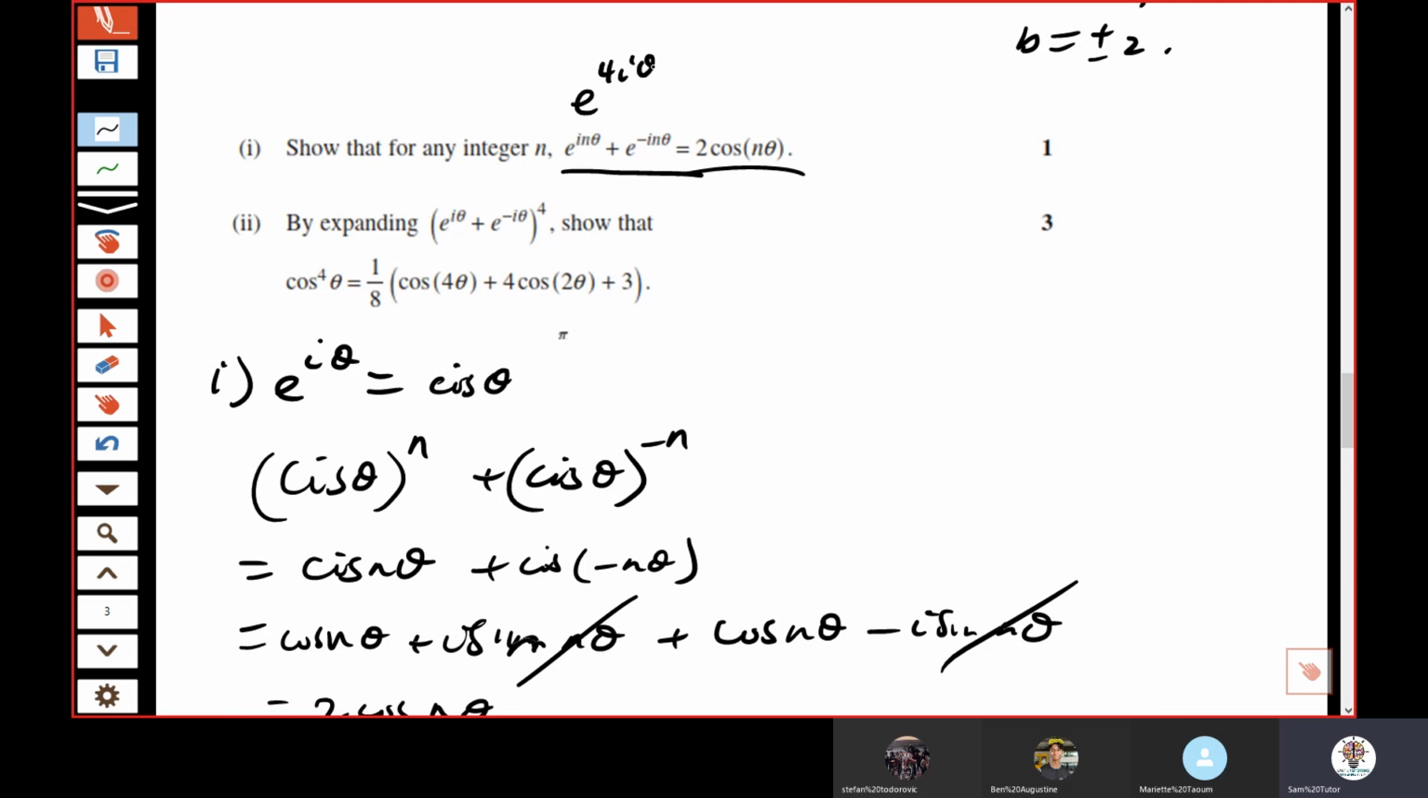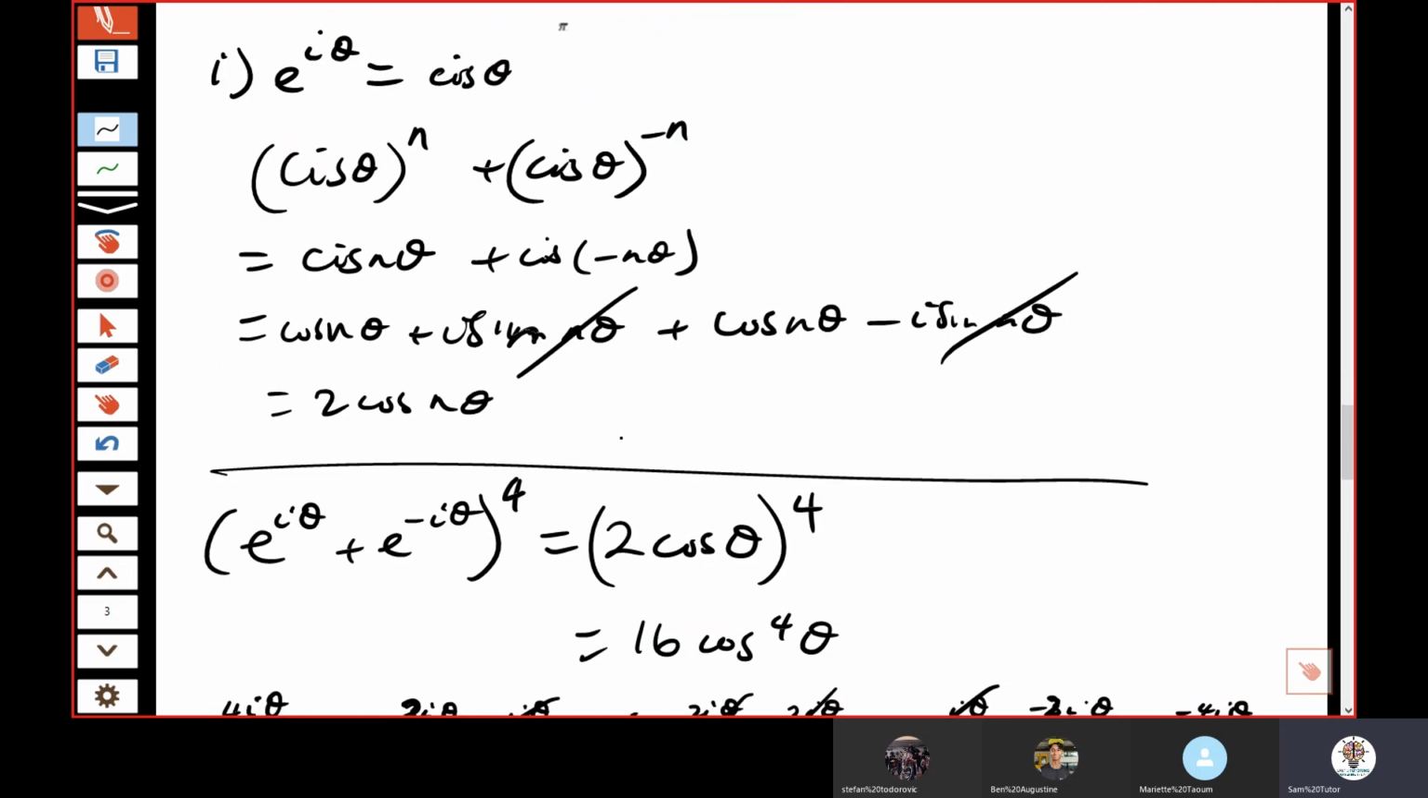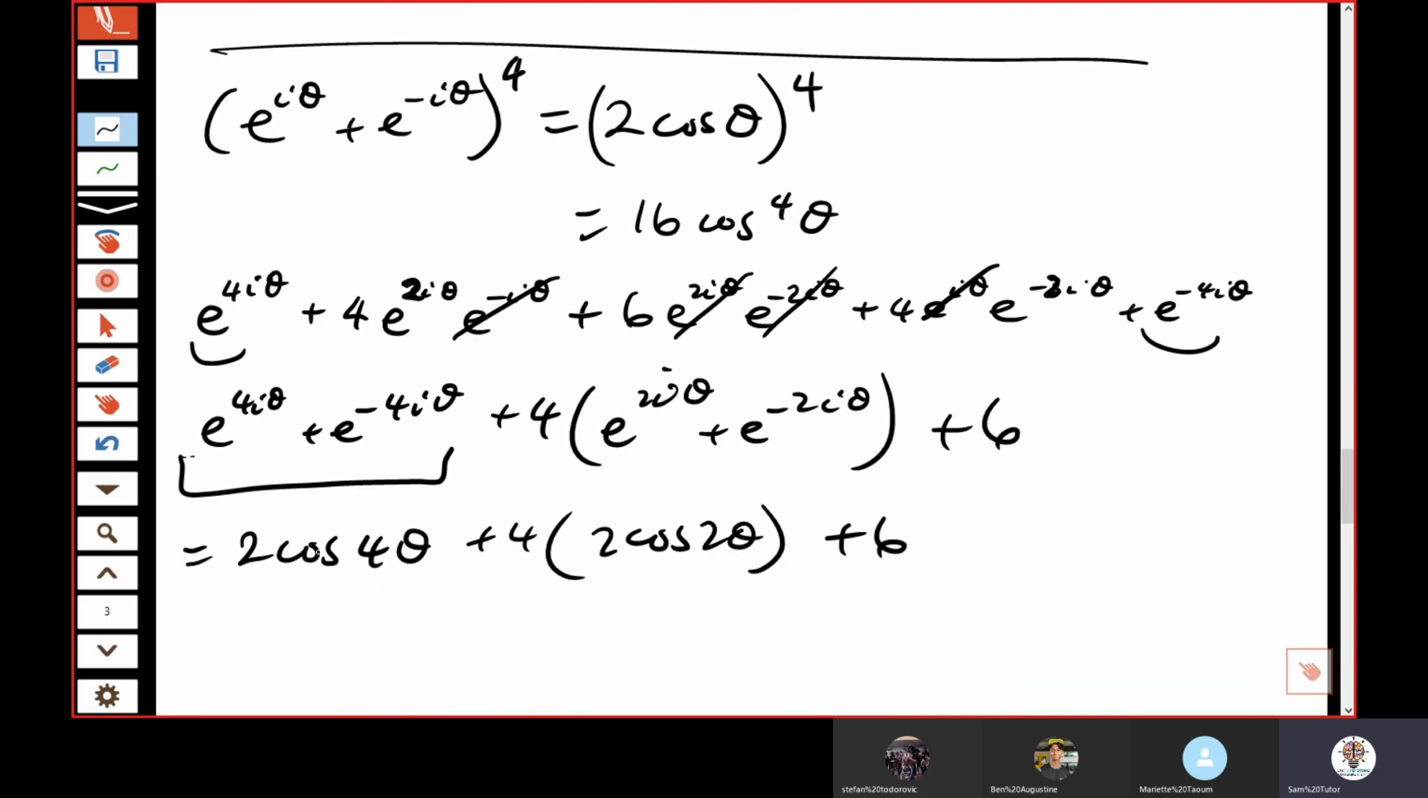E 4i theta. So you just replace the n now with 4 theta. That's why I said group it in pairs. So those two are going to become 2 cos 4 theta. These two, negative 2 and positive 2, become 2 cos 2 theta.